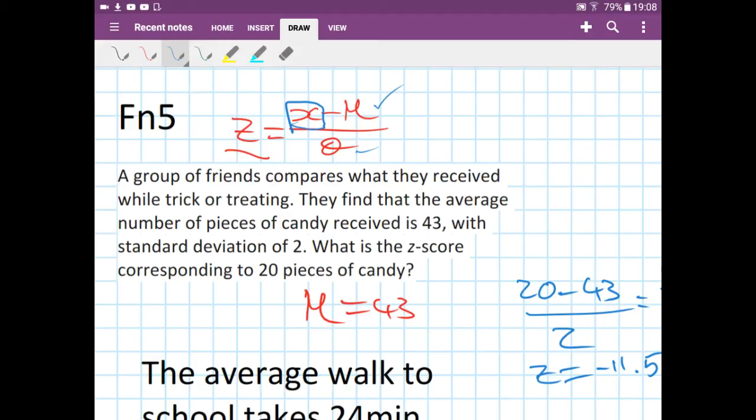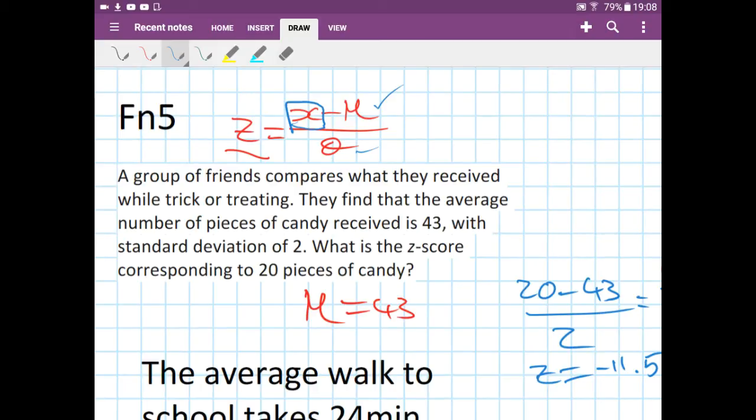Okay, so here we go down, and here's a standard sort of question for us. A group of friends compares what they received while trick-or-treating. They find that the average number of pieces of candy received is 43. So each of them has got 43 pieces of candy. It's pretty successful trick-or-treating, especially around my neighbourhood. You'd be lucky for 5. And there's a standard deviation of 2.